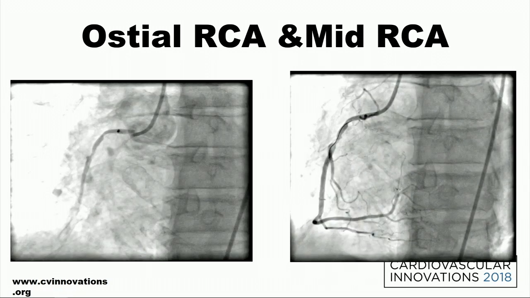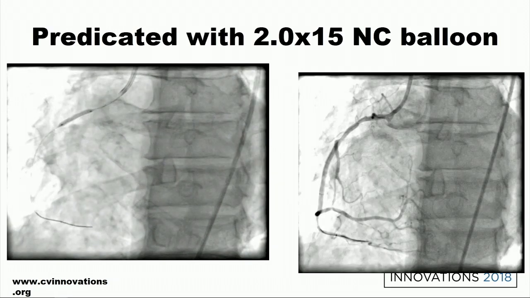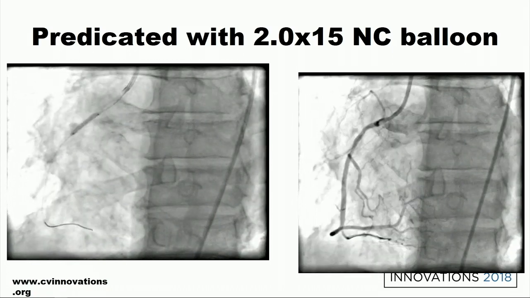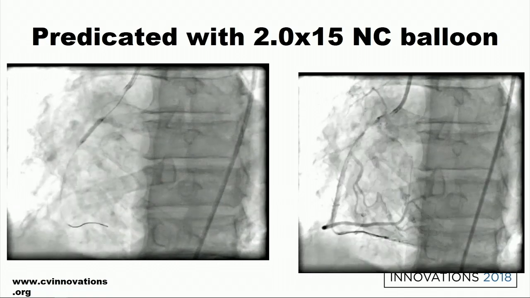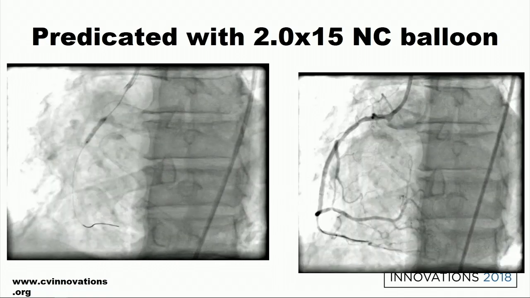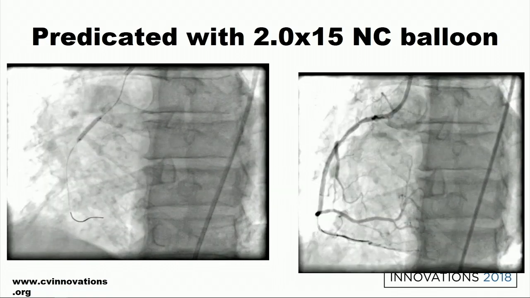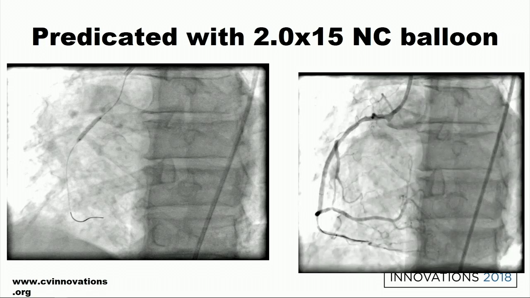So we went ahead and pre-dilated the lesions with a 2x15 non-compliant balloon, and we got the ostium also, and got good flow inside. Did you show the left coronary? Yeah, I'm going to show that next. In fact, we did a radial angiogram, and then we switched to femoral because of the procedure.